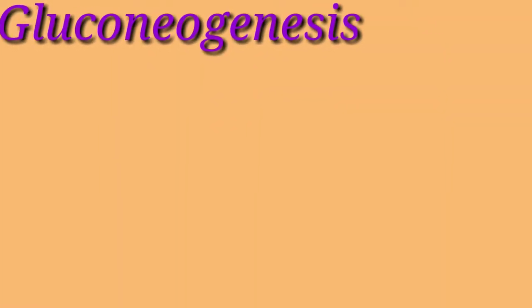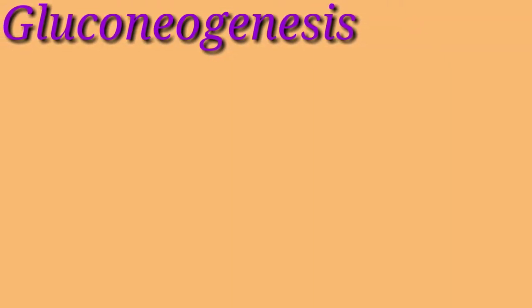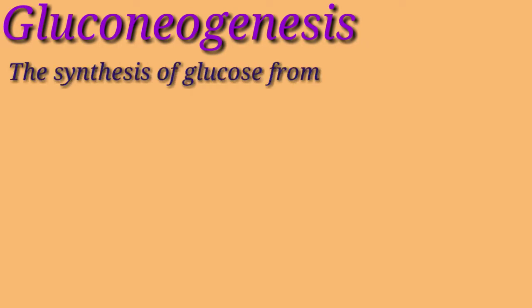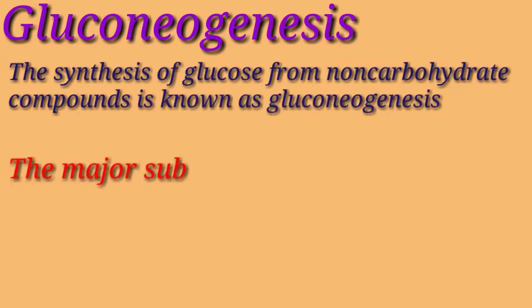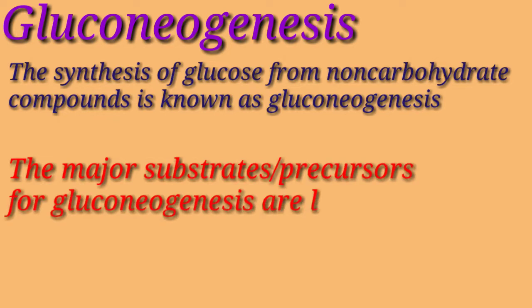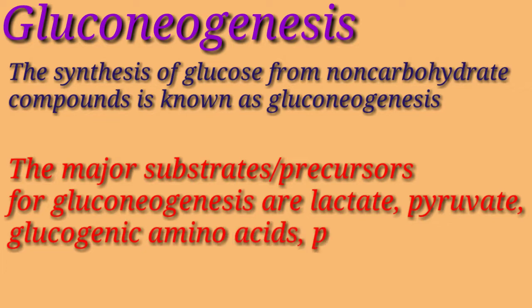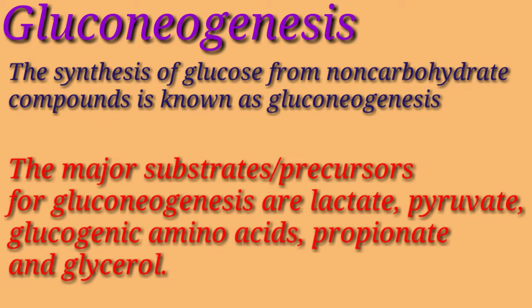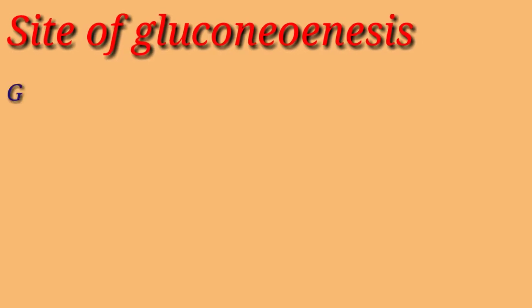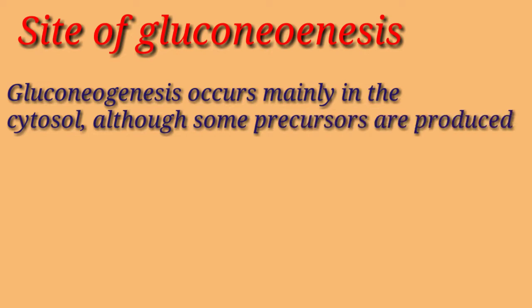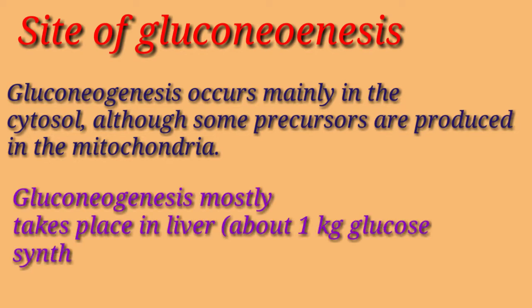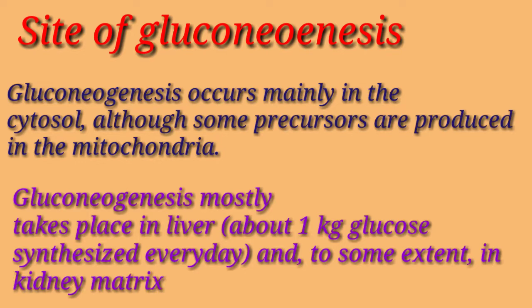In this lecture, we'll study gluconeogenesis. The synthesis of glucose from non-carbohydrate compounds is known as gluconeogenesis, and the major substrates or precursors for gluconeogenesis are lactate, pyruvate, glucogenic amino acids, propionate, and glycerol. Gluconeogenesis occurs mainly in the cytosol, that is outside mitochondria, although some precursors are produced in mitochondria. Gluconeogenesis mostly takes place in the liver and to some extent in the kidney matrix.